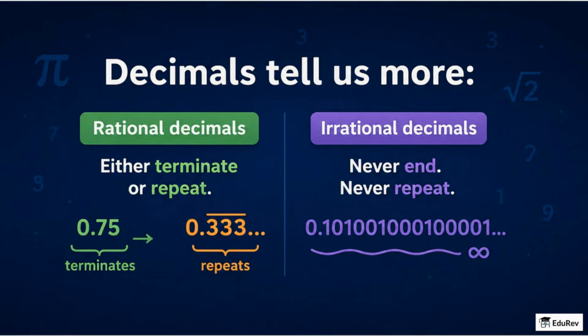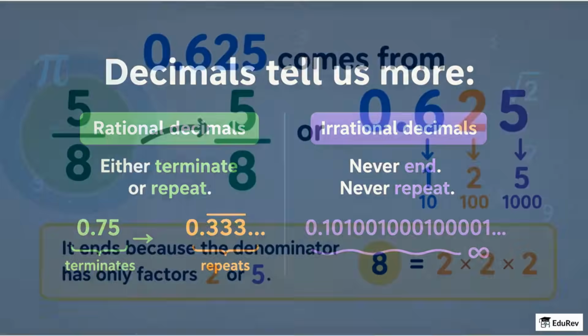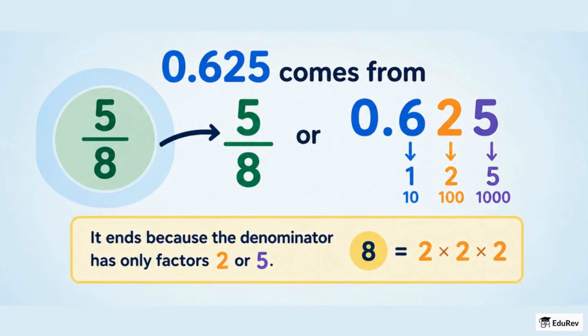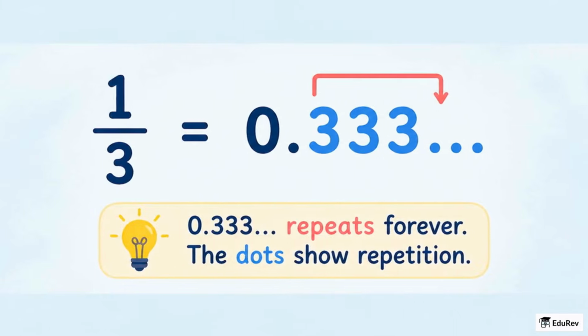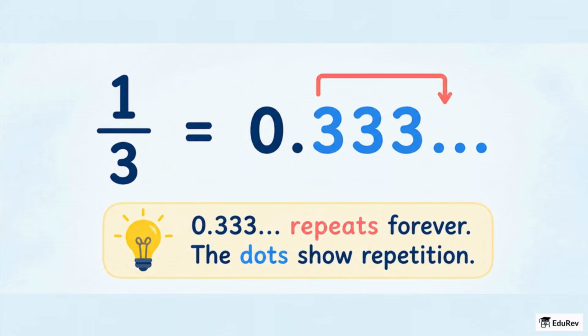Decimals tell us more. Rational decimals either terminate or repeat, while irrational decimals never end and never repeat. A decimal like 0.625 comes from 5 by 8 and ends because the denominator has only factors 2 or 5. But 1 by 3 gives 0.333, which repeats forever. And we write the dots to show repetition.